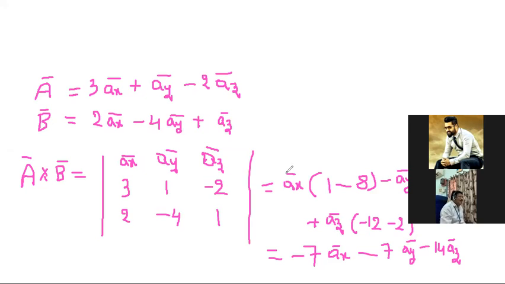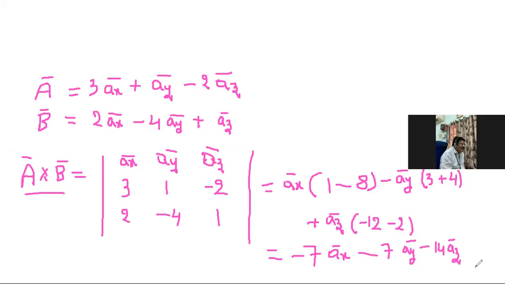Okay, so this is the way to calculate the cross product between two vectors. If you have any doubt, please ask me, or I will give you another example. The cross product is calculated using the determinant of a 3 by 3 matrix, where Ax, Ay, Az are the components of the first row, and then simply the components of Ax, Ay, Az in vector A are taken as they are, 3, 1, -2, here 2, -4 and 1.